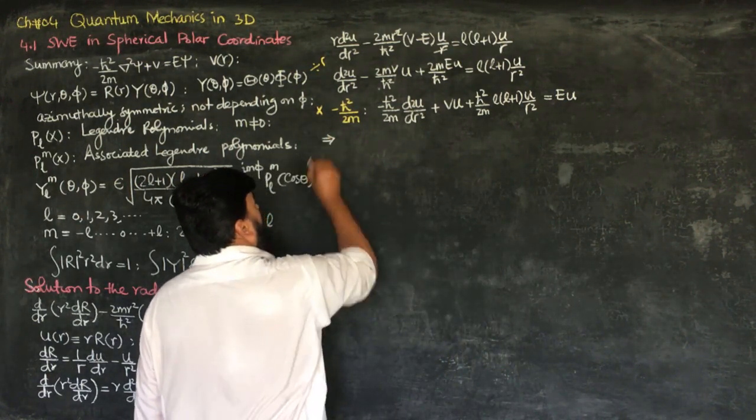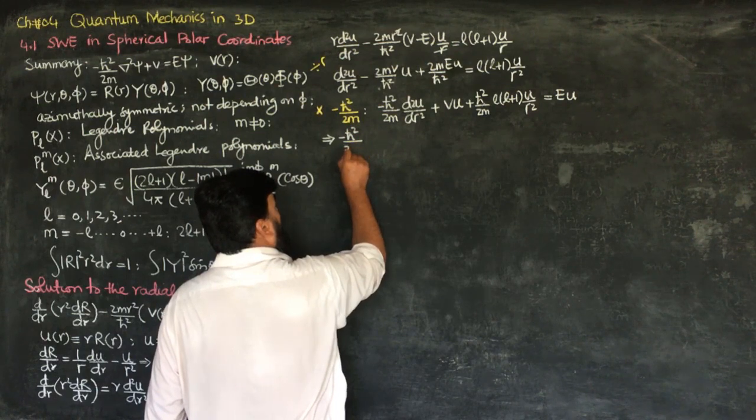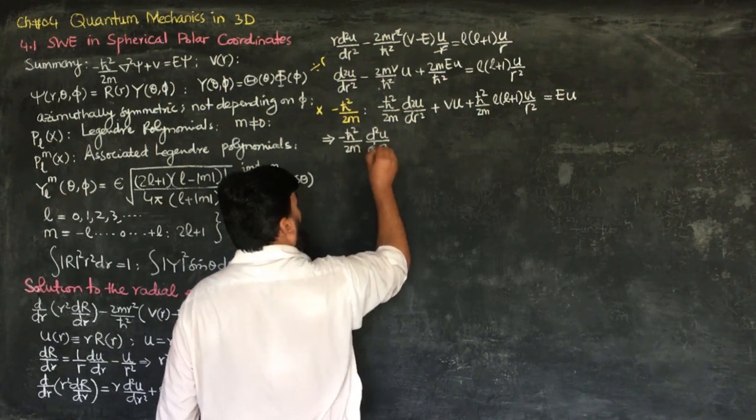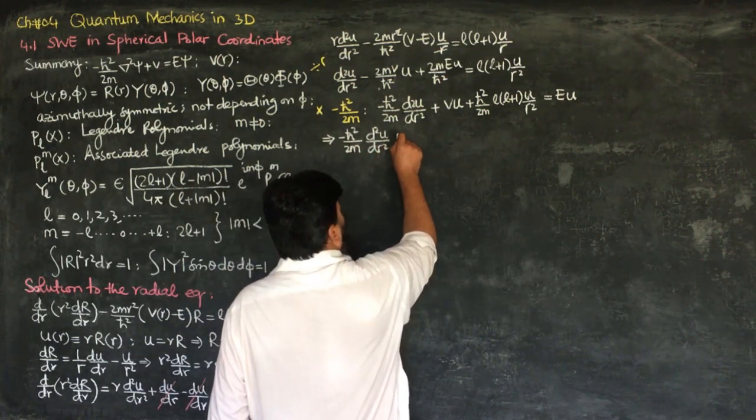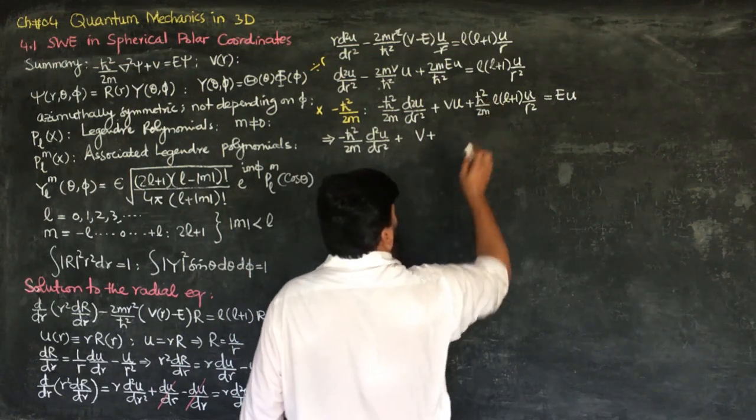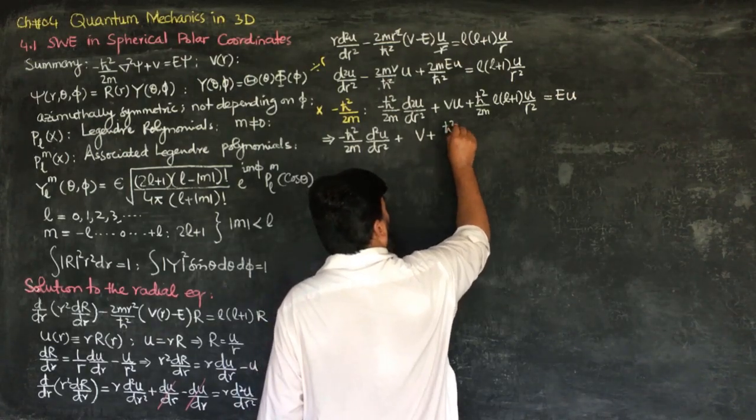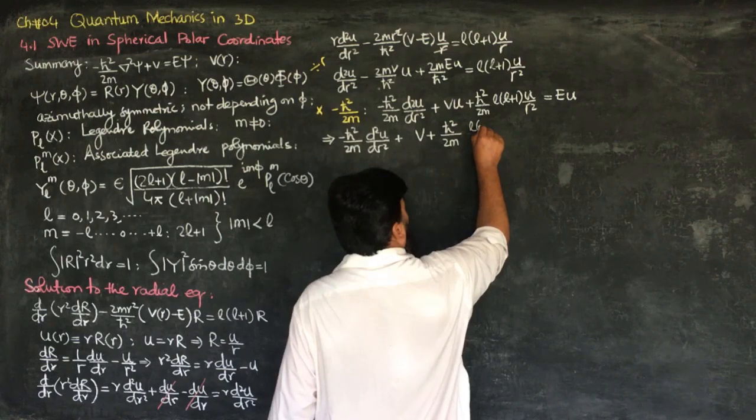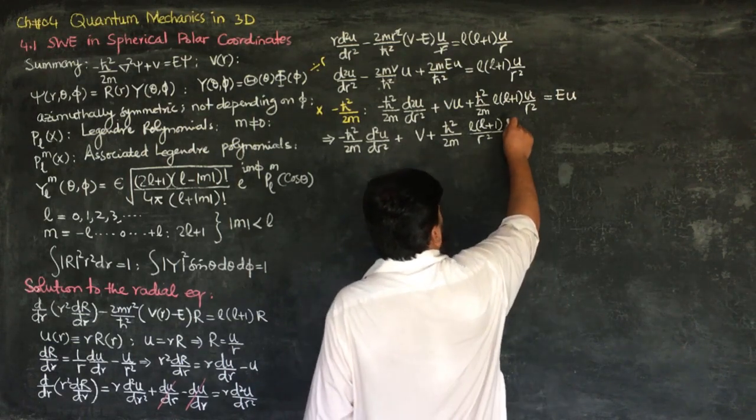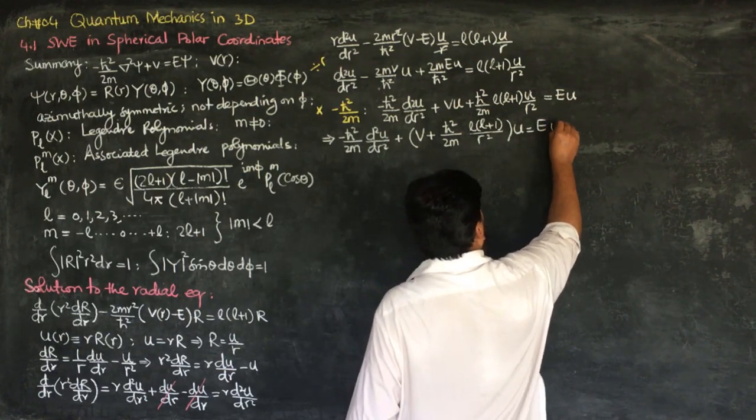Now let me simplify this further. I can write this thing as minus h bar square over 2m d square u over dr square, and plus I write V plus h bar square over 2m and L into L plus 1 over r squared, and I take u as common, then this is equal to EU.